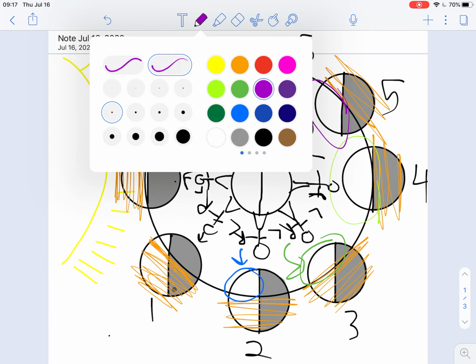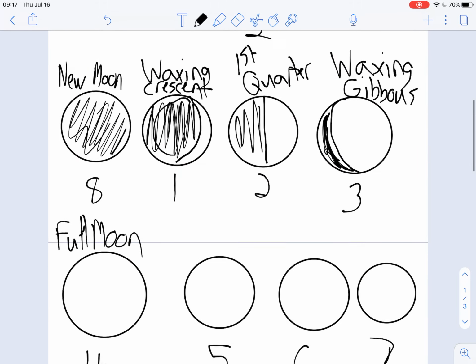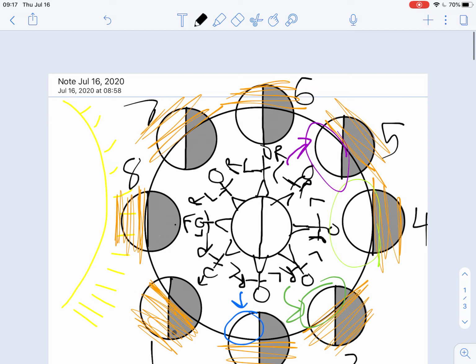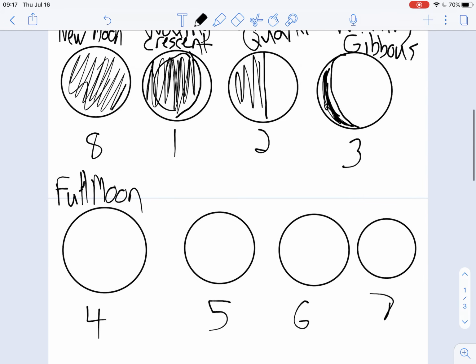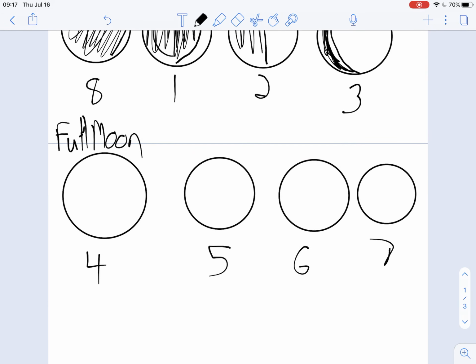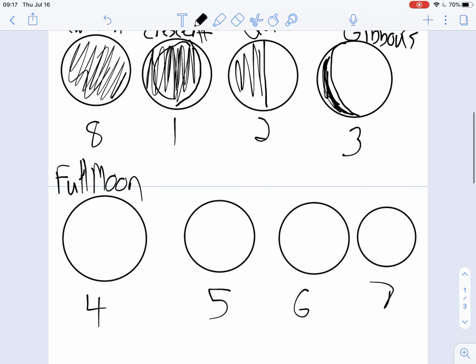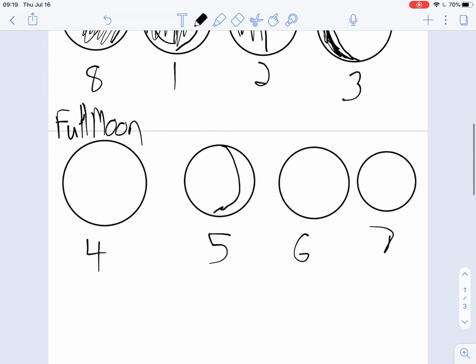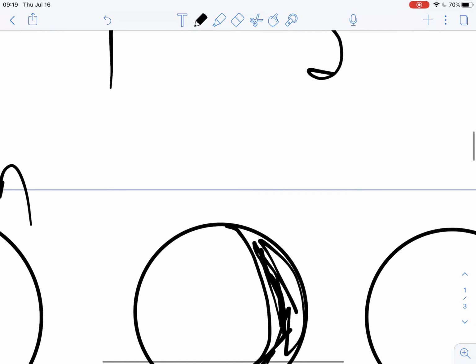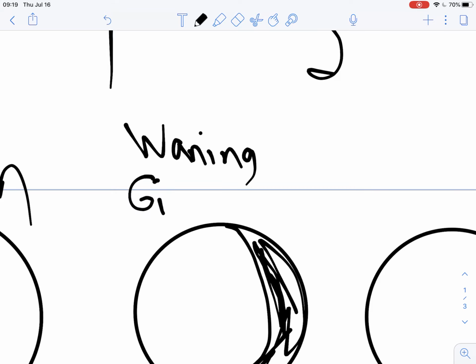But now notice, look, he sees more than half of the left side. So that means, on our picture here, for position 5, we're going to do the opposite. We're going to sketch it so that the right side is in darkness and the left side is illuminated. And now, because we're looking at the moon and we're seeing the left side illuminated, we're going to say that that is a waning gibbous.